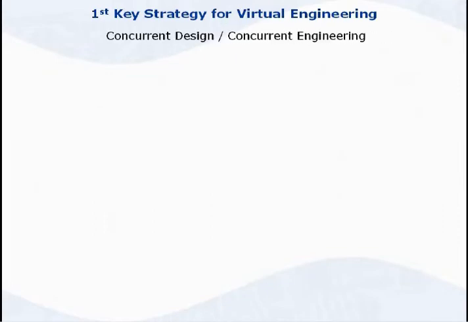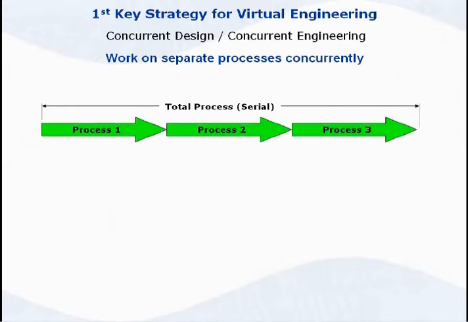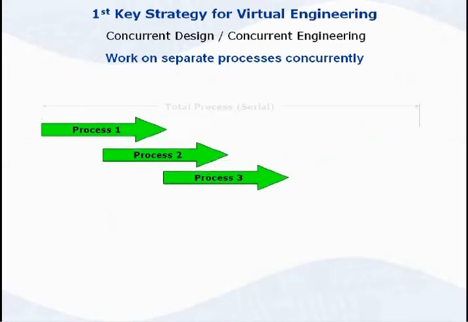The first key strategy of the virtual engineering system is concurrent design and concurrent engineering. These are concepts that have to do with working on separate processes concurrently. It is the idea that we can change from a serialized total process, in which a process must be completed before the next process starts, to a parallel process, in which a certain amount of parallelism exists, and individual processes can become only partly dependent on the completion of prior processes, or ideally, can become fully independent and can be started at any time.